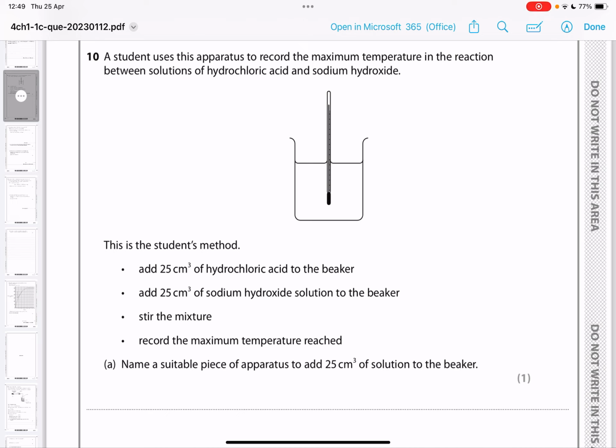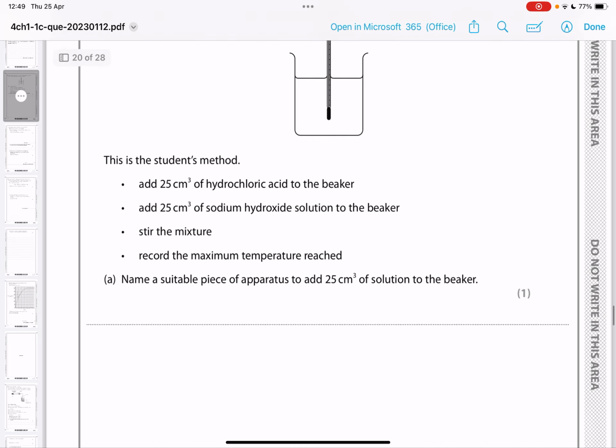Okay, so a suitable apparatus, if you're measuring 25 centimeters cubed, you normally use measuring cylinders. Okay, measuring cylinders are quite accurate and it's the most common apparatus to measure small volumes. So it's a measuring cylinder. Okay.